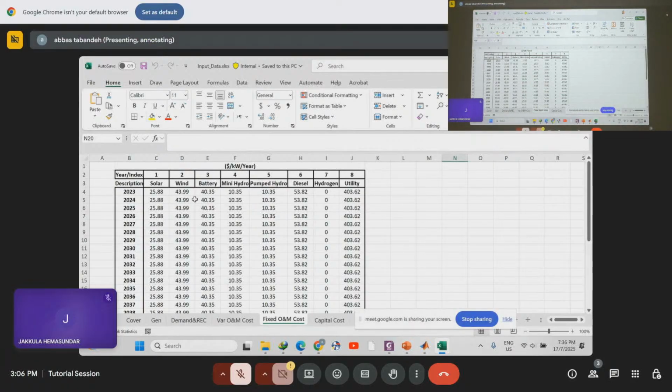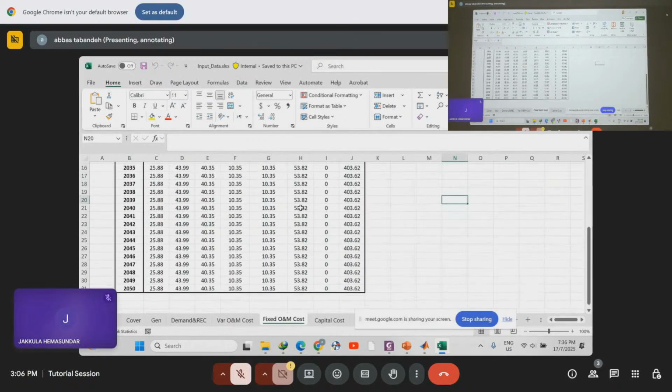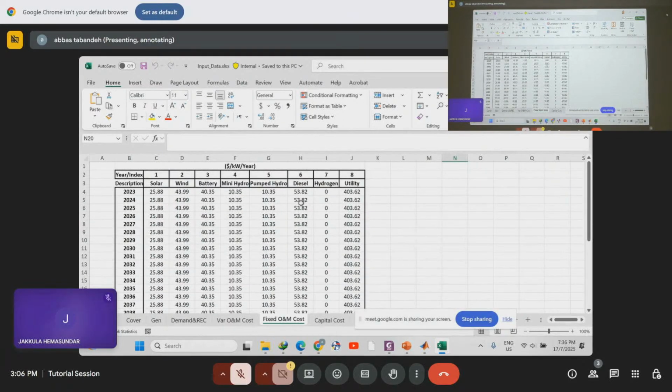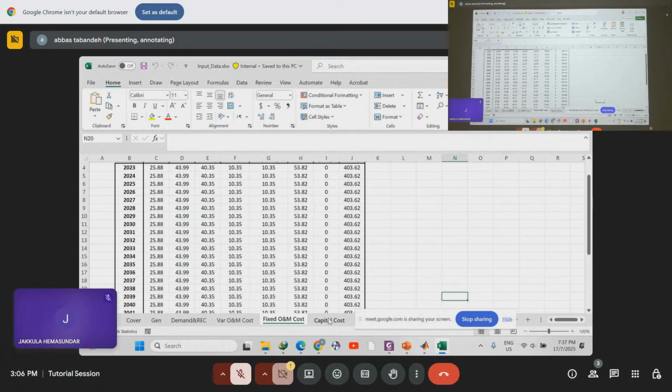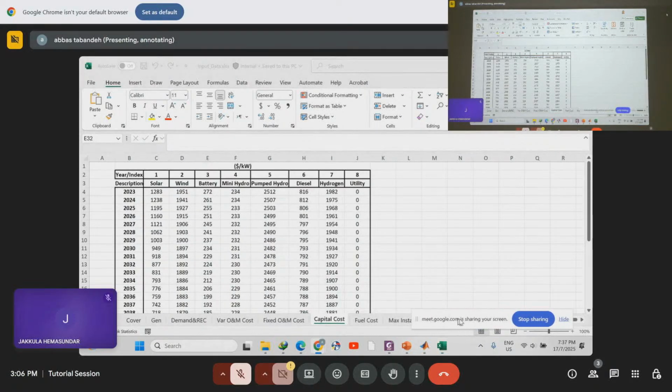Here you can see that the maintenance cost price, for example, for solar is cheaper than wind. However, compared to mini hydro and pump hydro, we can see this one is cheaper than the other. So all this information is very important for us because we need to use all of it in our modeling. And this one is capital cost.